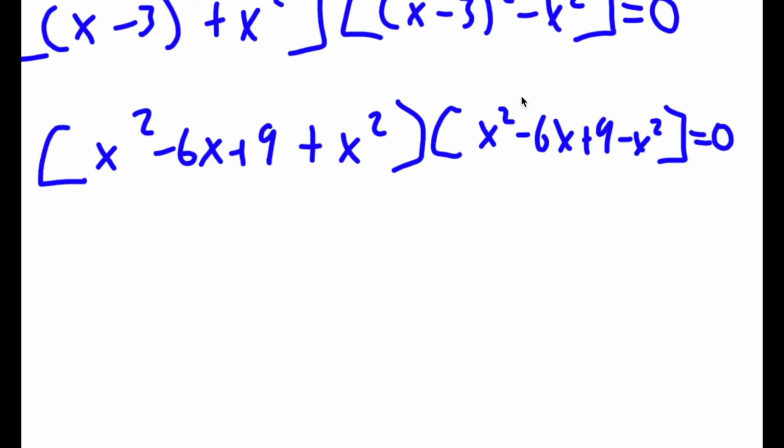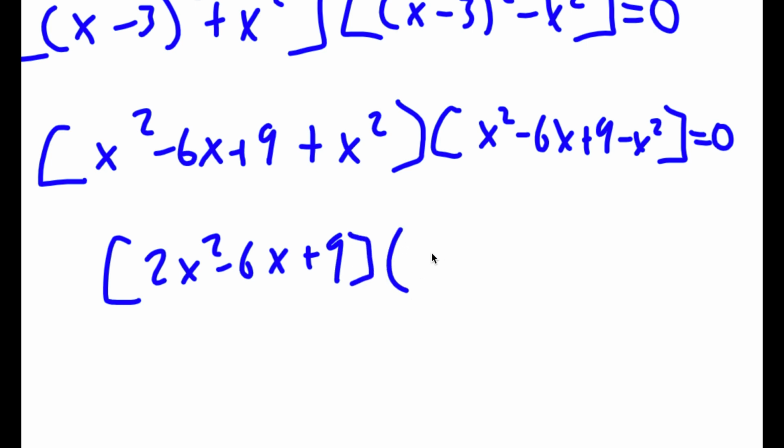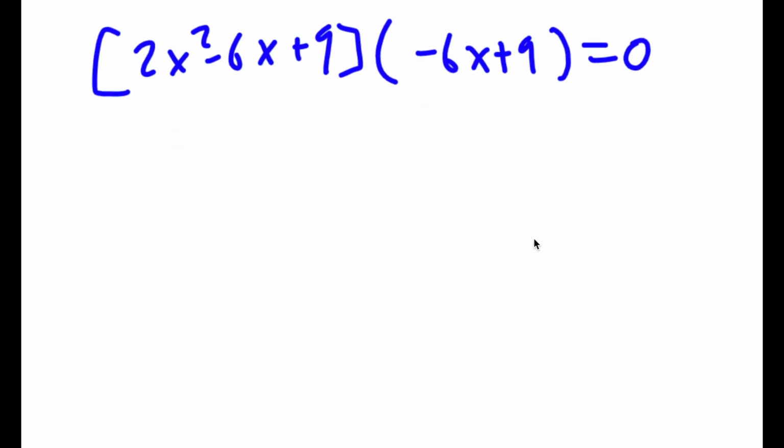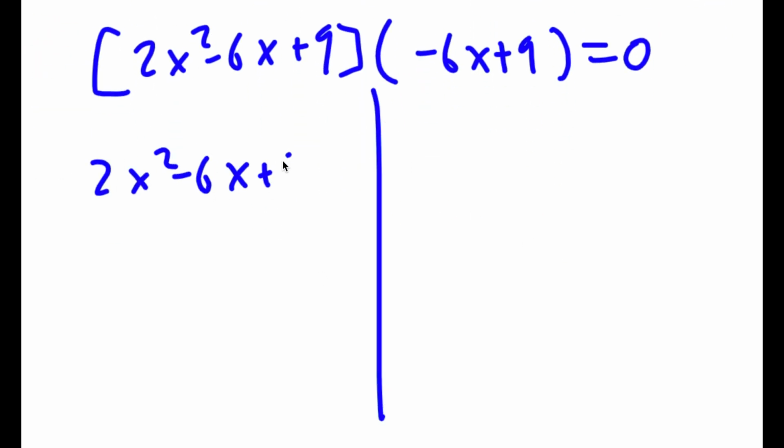So now I'm going to simplify this to (2x² - 6x + 9)(-6x + 9) = 0. So now this gives me two equations. I have 2x² - 6x + 9 = 0, and -6x + 9 = 0.